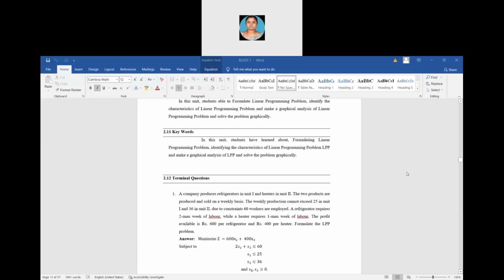So what are all the keys we have here? If they are mentioning profit, definitely you have to use maximize. And if you have anything in terms of rupees, you can write that for the objective function by representing it in terms of the decision variables. So maximize z equal to 600 x1 plus 400 x2.